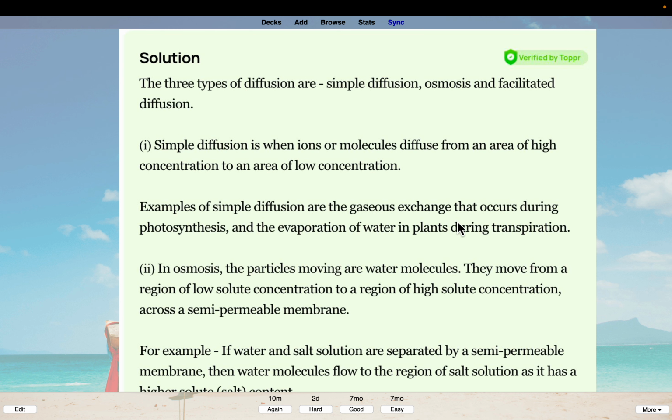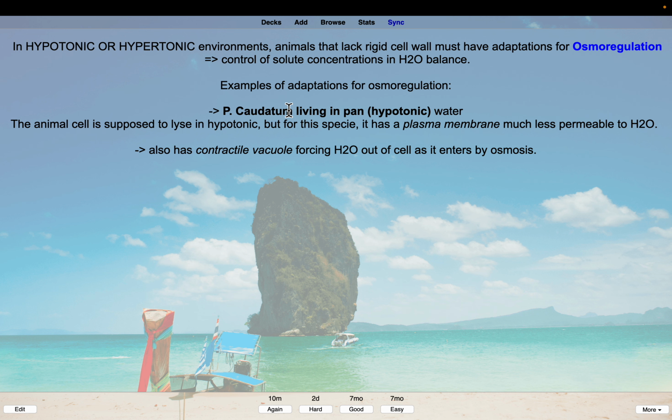In hypotonic or hypertonic environments, animals that lack a rigid cell wall must have adaptations for osmoregulation. So what is osmoregulation? This is the control of solute concentrations and water balance. What are examples of adaptations for osmoregulation? Paramecium living in pond water. Pond water is hypotonic. The animal cell is supposed to lie in a hypotonic environment.